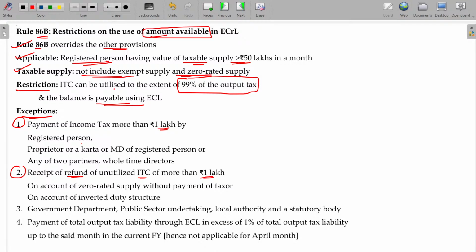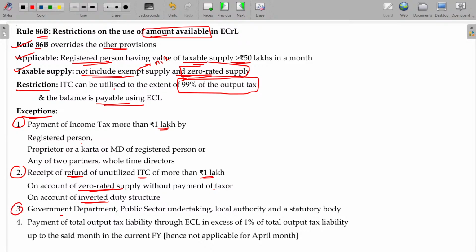So whenever I have the chance to get a refund with ITC of more than 1 lakh, on account of zero rated supply without payment of tax, or on account of inverted duty structure, in these two cases, zero rated and inverted duty structure, this provision is not applicable. Exempted and nil rated are the same, zero rated is different. Zero rated means I can enjoy the ITC, but output tax is zero. Because of that I can get it refunded. And in inverted duty structure, input tax is higher than the output tax. In that case also you can get it refunded. In these two cases this provision is not applicable.